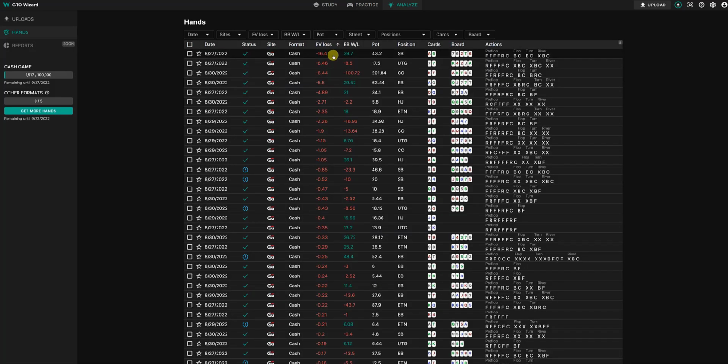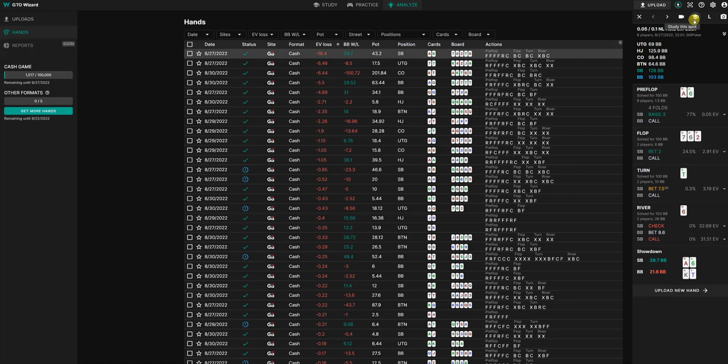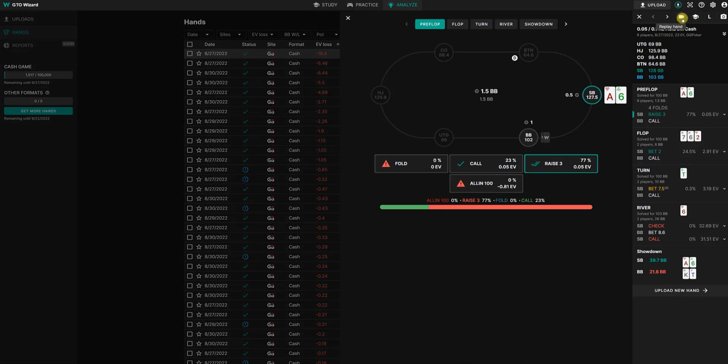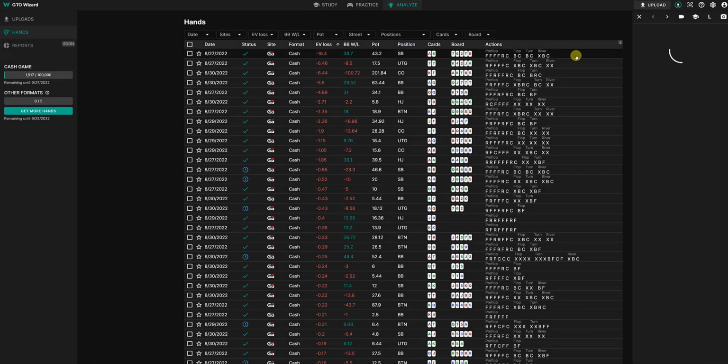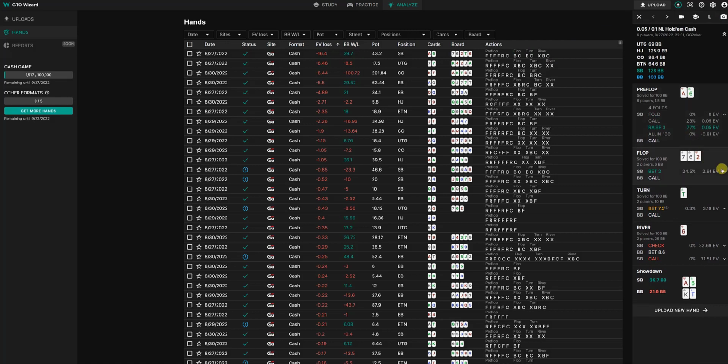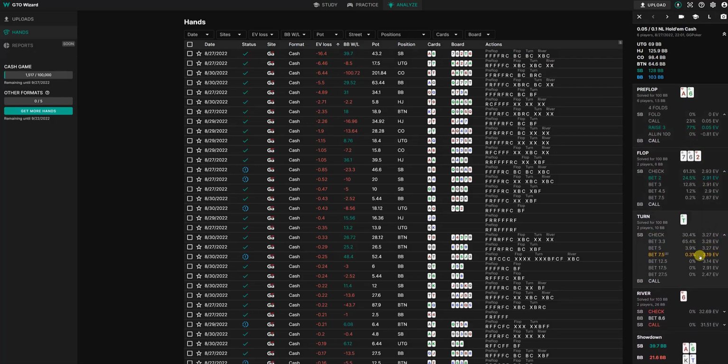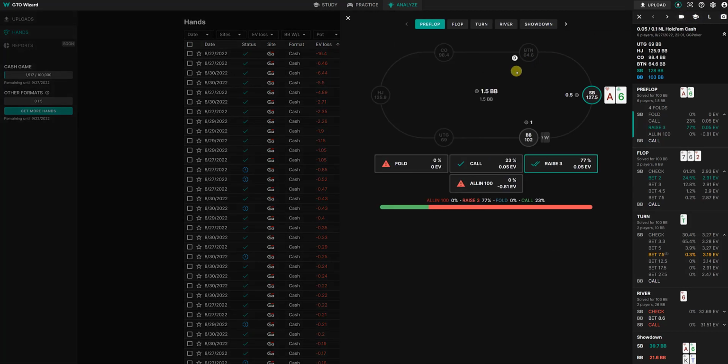So this is all the hands I've loaded up, and it's sorted on EV loss. This is the highest one, and let's have a look at this one. Again, we will replay the hand. The other thing you could do is, instead of just replaying the hand, look at the actions here. Bet 2, and there's your mistake. But I find it better to actually replay the hand and go through it.